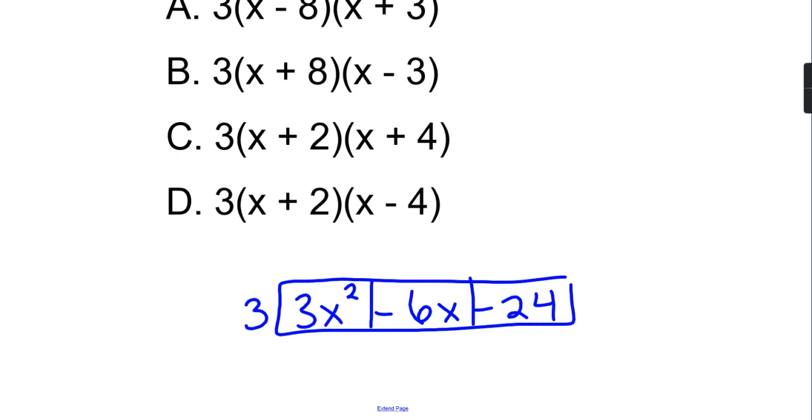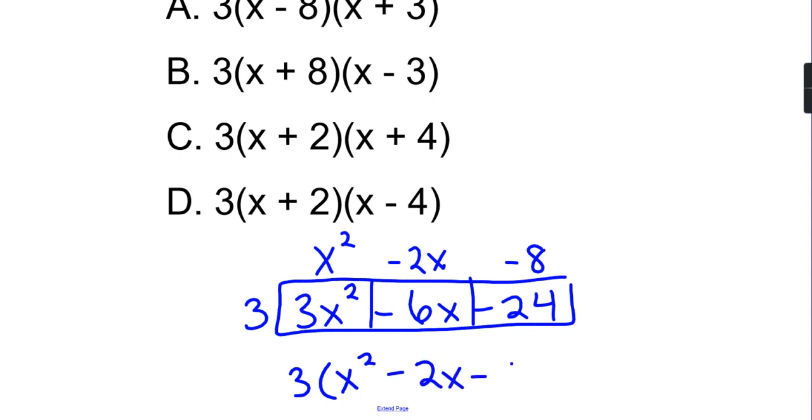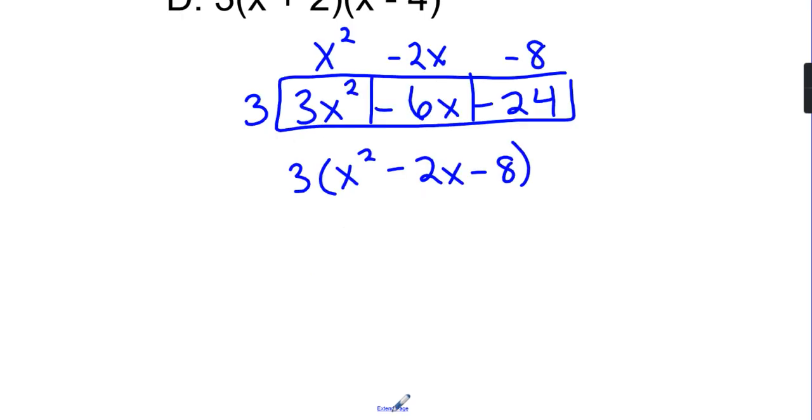Then we think of multiplying back to get the insides. 3 times x squared would get us back to 3x squared. 3 times negative 2x would get us back to negative 6x. 3 times negative 8 would get us back to negative 24. So we got the factors 3 times x squared minus 2x minus 8. Then we have to factor again because we see in our choices we have 3 and then we have 2 binomials, because x squared minus 2x minus 8 can be factored into 2 binomials.